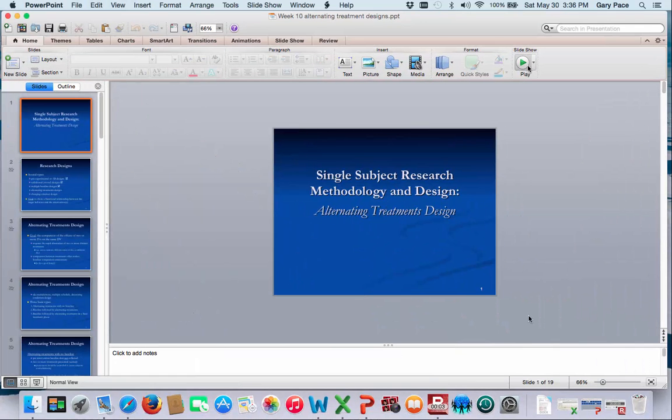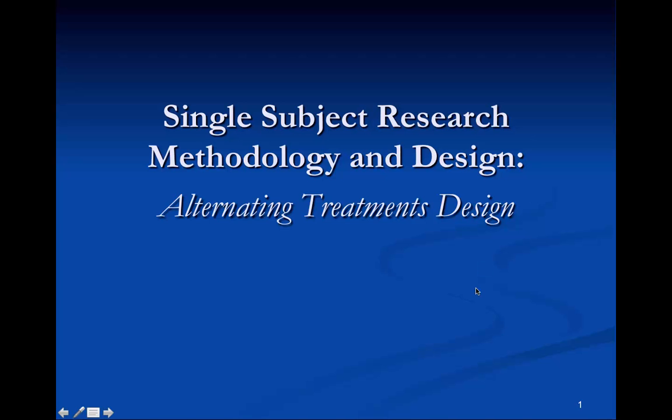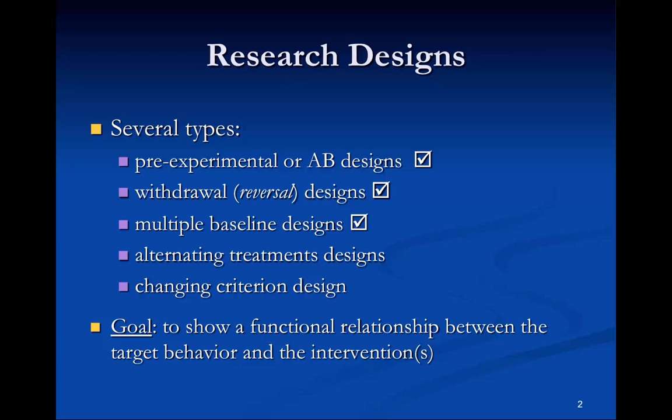Hi, today we are going to continue talking about single subject research designs, and specifically talk about alternating treatment designs and changing criterion designs. So, just as a review, we talked about the pre-experimental or AB designs. The downside of those, of course, being primarily that they don't demonstrate control.